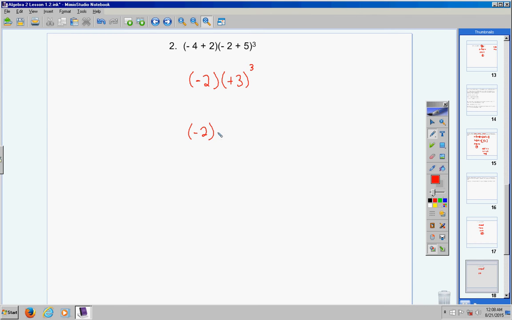And then put a dot for multiplication, and then 3 to the third power, that's 3 times 3 times 3. 3 times 3 is 9 times 3 is 27. Again, feel free to use your calculator if you want to. So a negative 2 and a positive 27. So I'm multiplying these two numbers. A negative 2 times a positive 27. Well, a negative times a positive is negative, and 2 times 27 is 54. Look at that. The answer is negative 54. Alright, moving on to number 3.